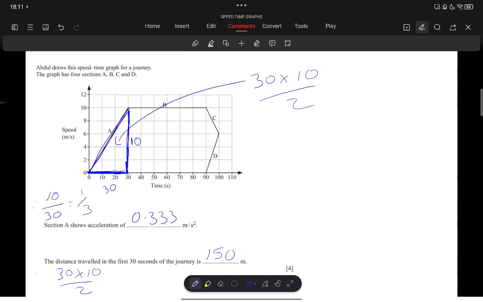150 meters. Always worth checking that they are asking for the units that we actually get. So meters is what they're asking for. And our answer, if our speed is in meters per second and our time is in seconds, our units are going to come out in meters. In this kind of question, of course, sometimes they could ask us to change from one unit to another.